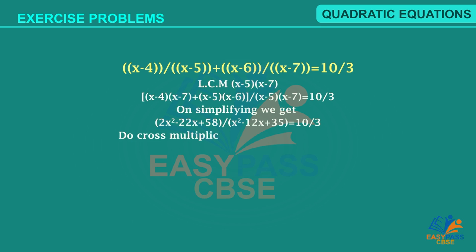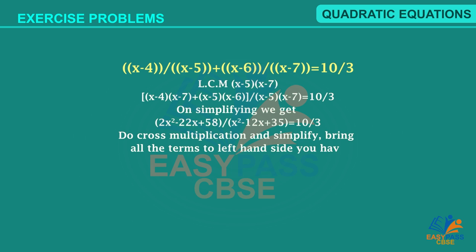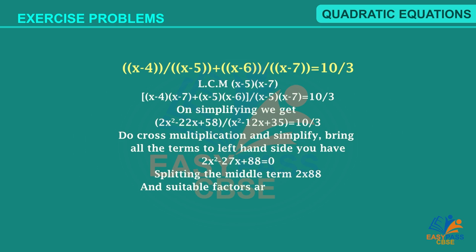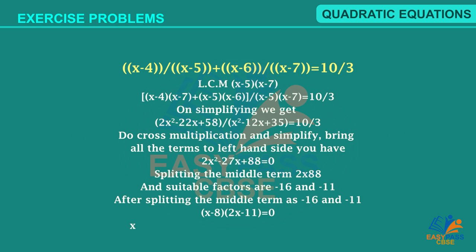Do cross multiplication and simplify. Bring all the terms to the left hand side. You have 2x square minus 27x plus 88 is equal to 0. It is again splitting the middle term, 2 times 88, and the suitable factors are minus 16 and minus 11. After splitting the middle term as minus 16 minus 11, we have x minus 8 times 2x minus 11 is equal to 0. Therefore, x is equal to 8 or x is equal to 11 by 2 are the roots of the equation.